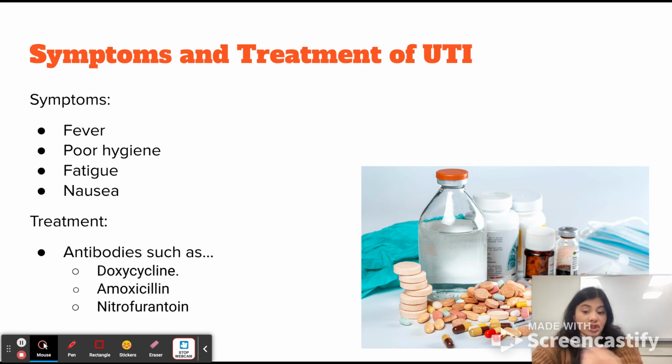Now, symptoms. I believe this is a UTI very strongly because from my research, behavioral changes such as hallucinations can be a symptom of this disorder. And I also found out that 90% of UTIs are gram negative. So this just backs up my point that this might be the disorder for my patient. And treatment for UTI can be antibiotics such as doxycycline, amoxicillin, and nitrofurantoin.